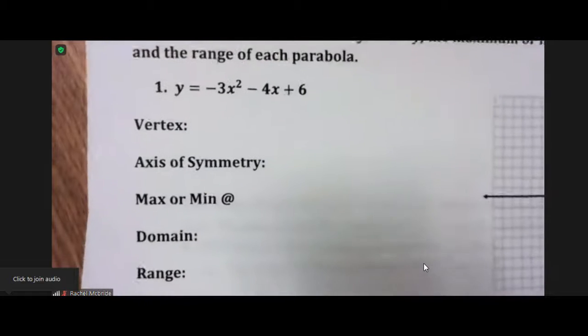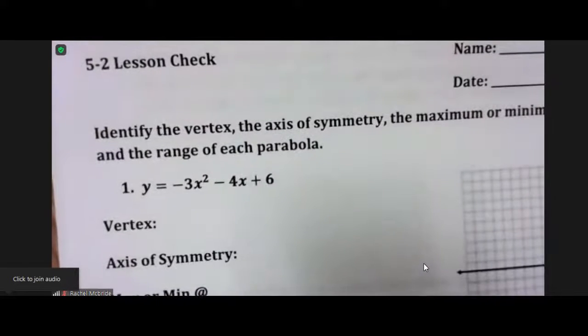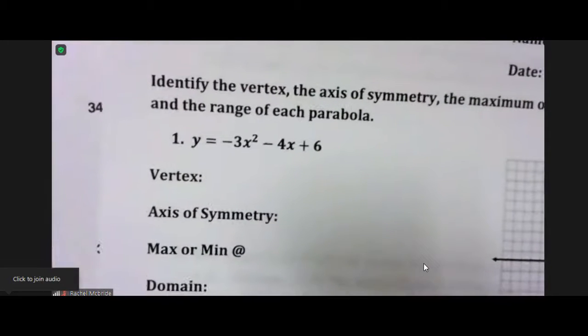All right, so what I want to do for today is the lesson check in your note guide. So it should say 5-2 lesson check at the top. But it should be in the pocket.